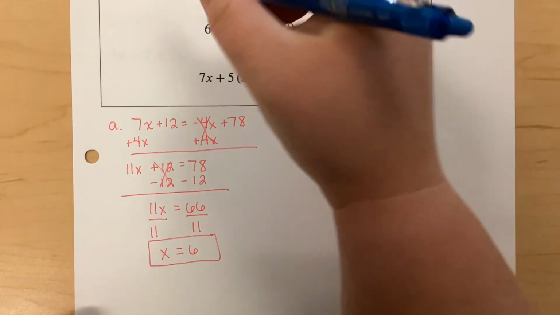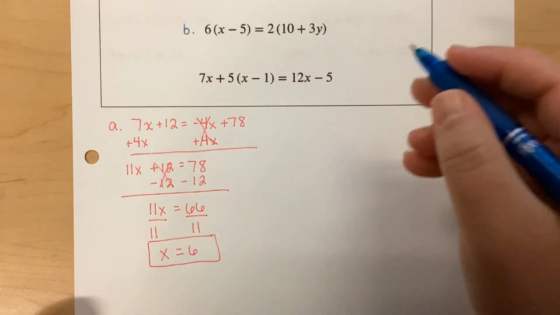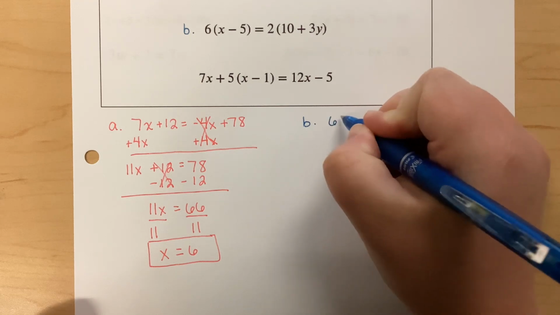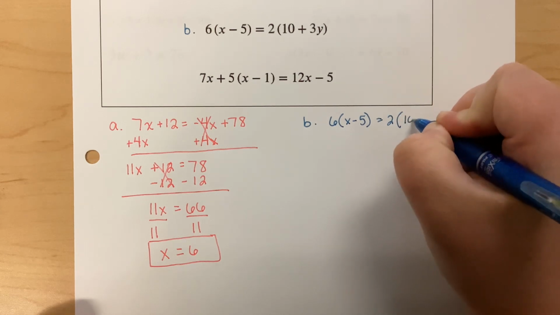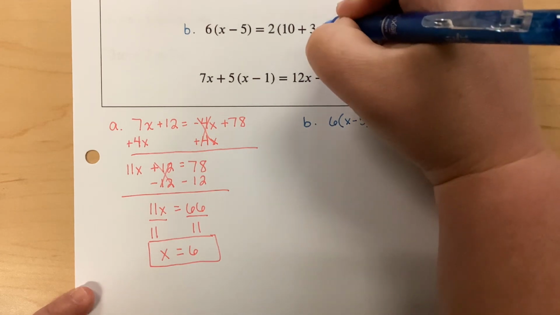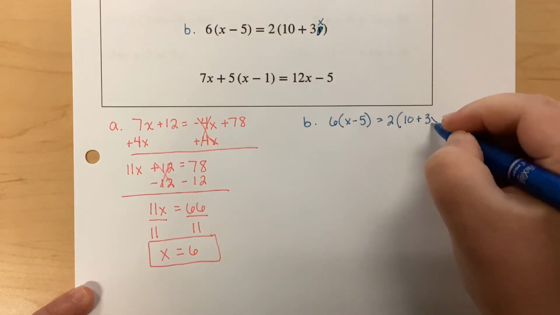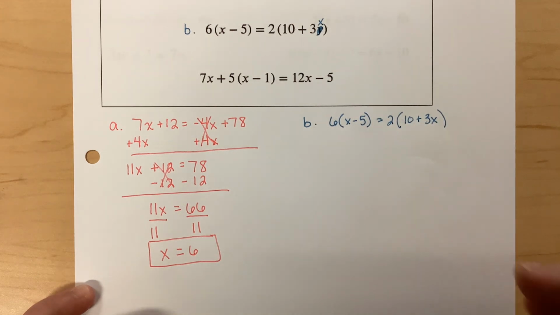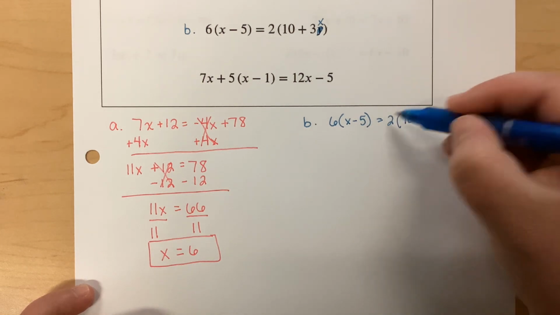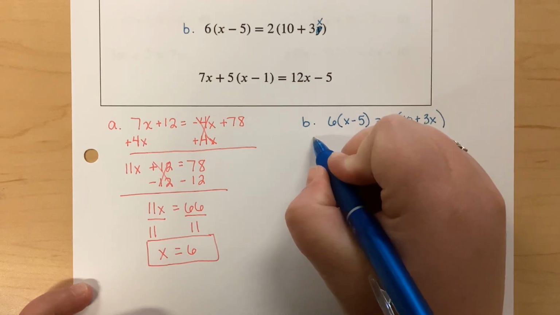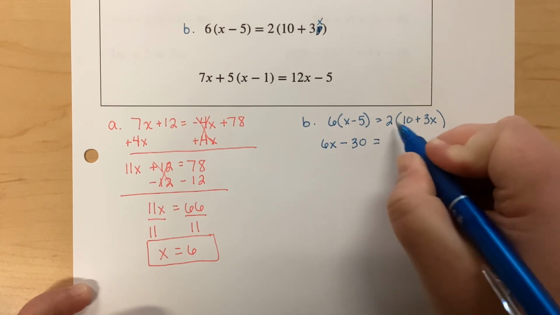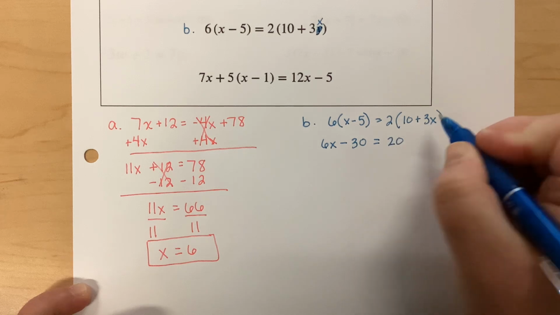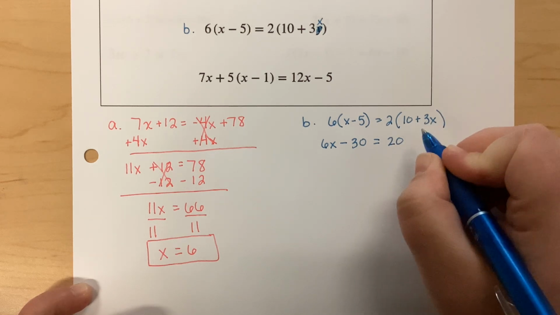Let's take a look at the second one. We'll call this one problem B. So B is 6 times x minus 5 equals 2 times 10 plus 3x. This is supposed to be an x. Okay, so I see parentheses on both sides. I'm going to go ahead and distribute the terms that are in front. That means to multiply. So 6 times x is 6x. 6 times negative 5 is negative 30. 2 times 10 is 20. And 2 times 3x is 6x.